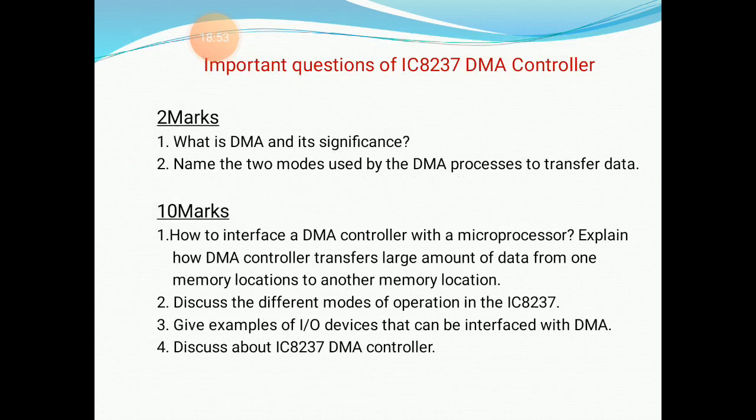Now let us see the important questions of this topic, IC 8237. What is DMA and its significance? Name the 2 modes used by the DMA process to transfer the data. And 10 marks questions. How to interface the DMA controller with the microprocessor? Explain how a DMA controller transfers a large amount of data from one memory location to another memory location. Discuss the different modes of operation in the IC 8237. Give examples of IO devices that can be interfaced with a DMA controller and discuss the IC 8237 DMA controller.